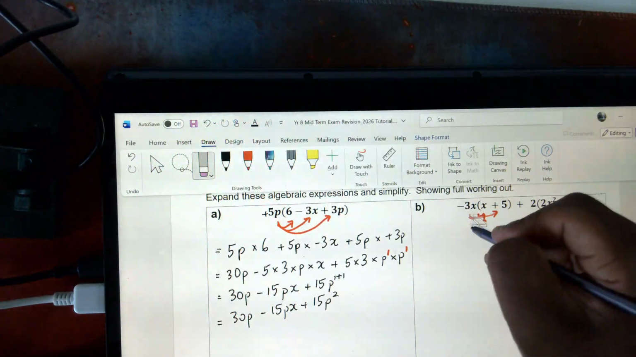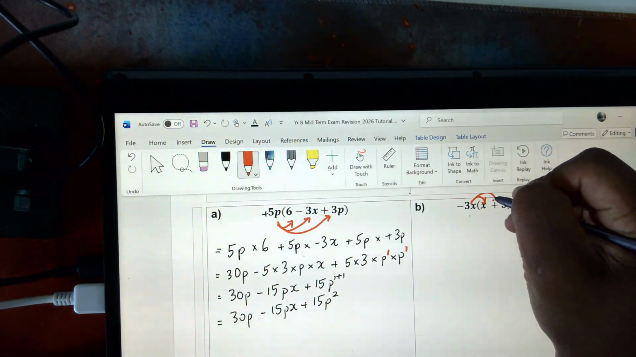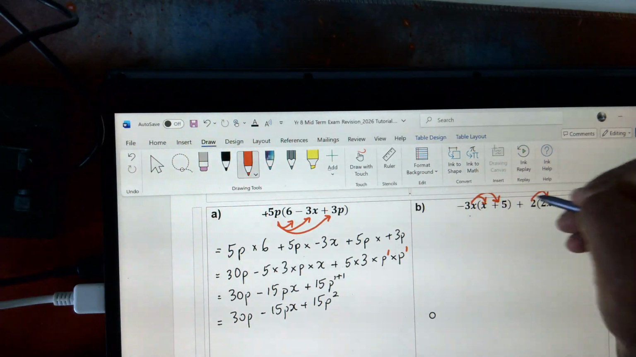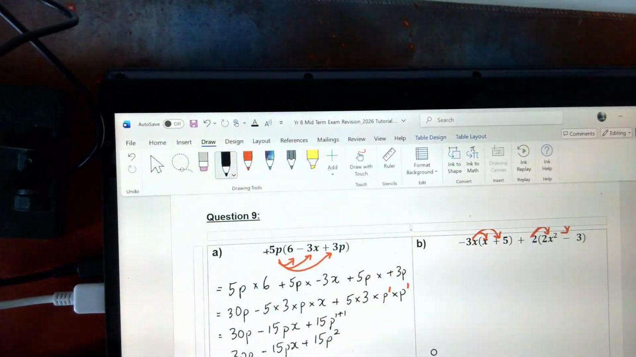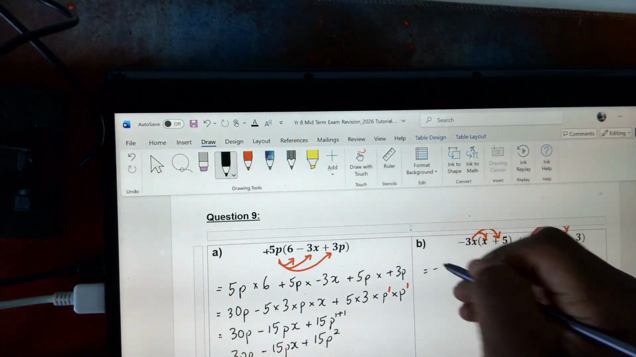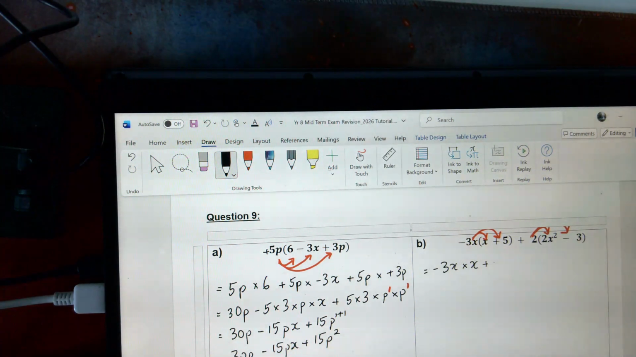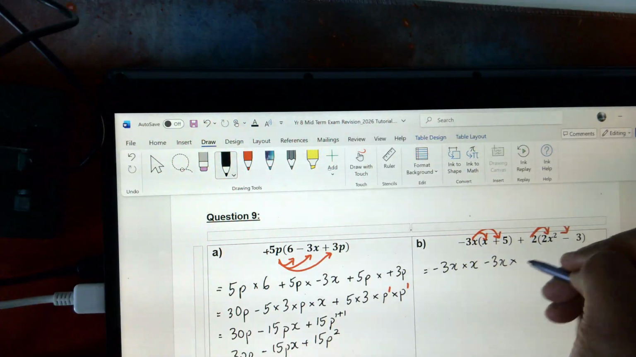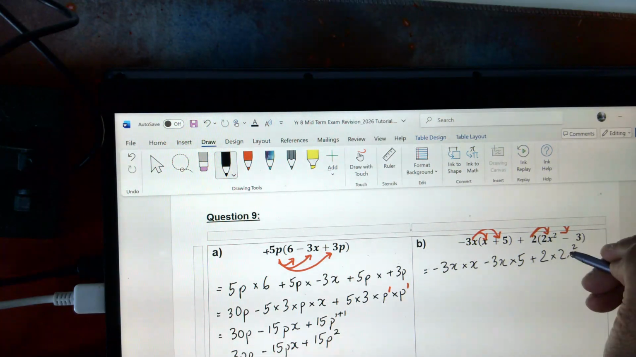Oh my god, that is not what I want. Let's go back. I'm going to multiply this negative 3x by those 2 terms, but the part where it becomes a B standard or more complex is I've got to do the distributive law twice. I'm applying it twice in the question. So again, we've got negative 3x multiplied by x plus, sorry, not plus, that's a negative 3x, negative 3x times 5 plus 2 times 2x squared.